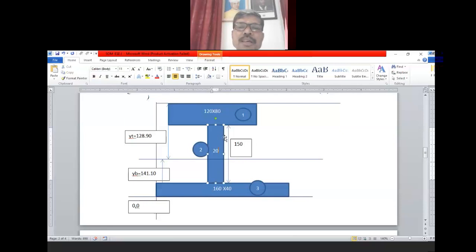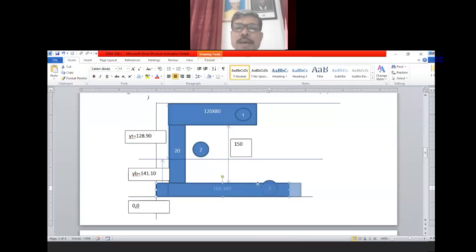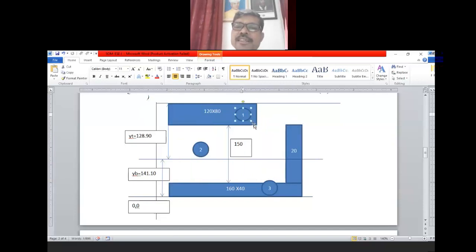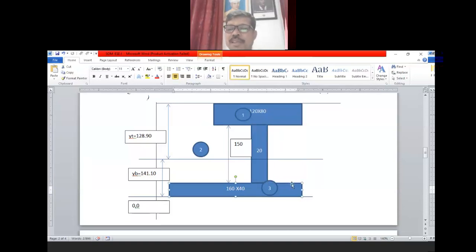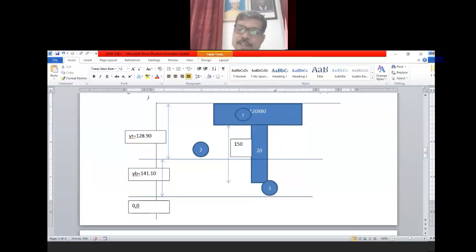Now suppose a channel section is there like this, then the entire properties are going to change, and we should be able to find out its y top and y bottom. The shape may be like this, or the channel may be from this side, it can be anything. And it can also be a T beam like this, where the bottom part is not there. If this part is not there, then also you should be able to find out the things.